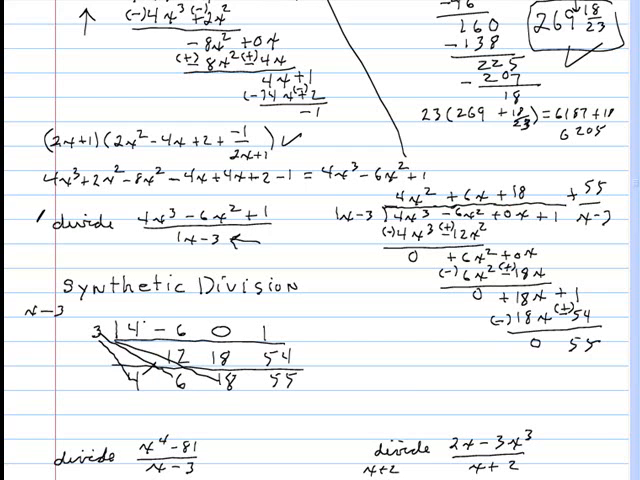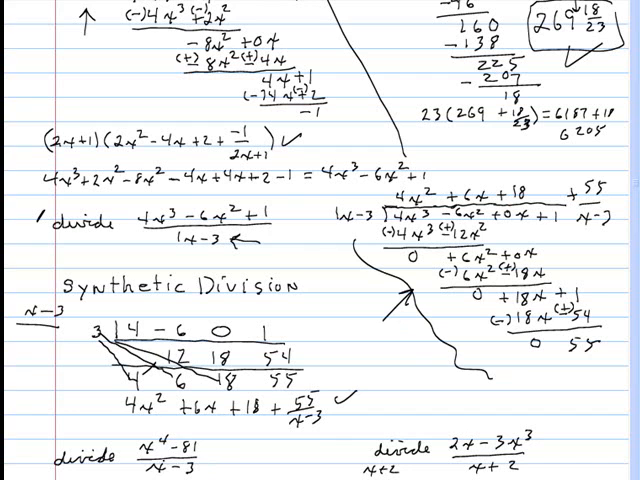Now since I started off with x cubed, this number will have to now be the coefficient of x squared. So I'll write 4x squared plus 6x plus 18 plus 55 for my remainder over my x minus 3. And there is my answer in just seconds. What a powerful, fast, easy method. So much easier than all of this. Let's try it in a more complicated problem.